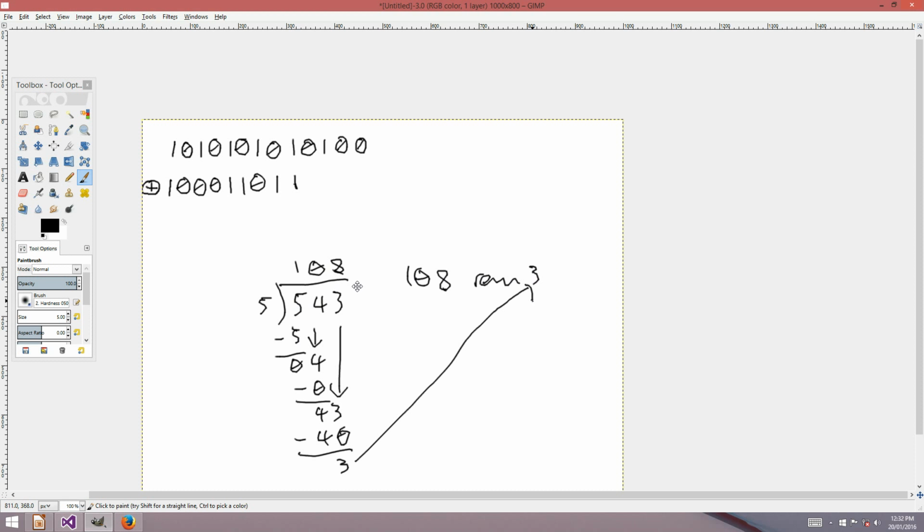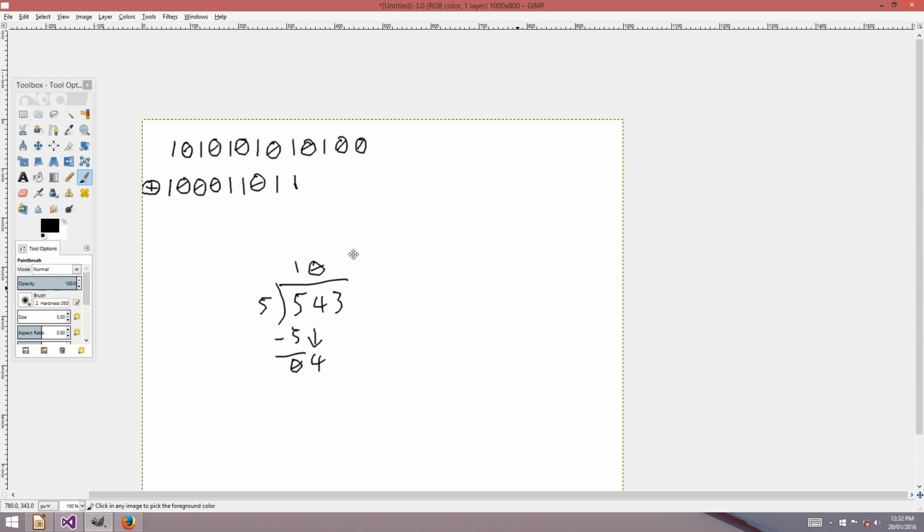As it happens, we're not interested in this 108 in what we're doing here in AES. We're only interested in the remainder. So I won't be keeping track of the 108 at the top. I'll just be performing the subtractions and bringing down the digits. That's what we're doing, but we're doing it in binary with these Galois fields.